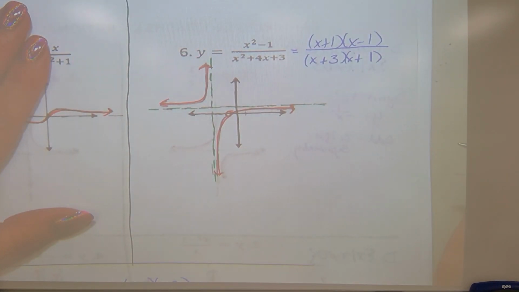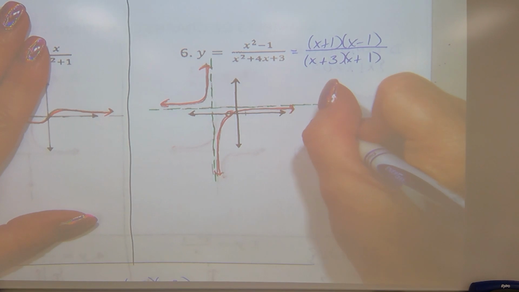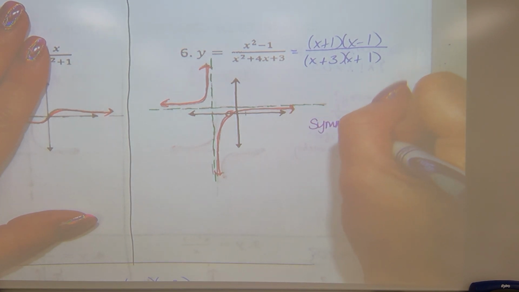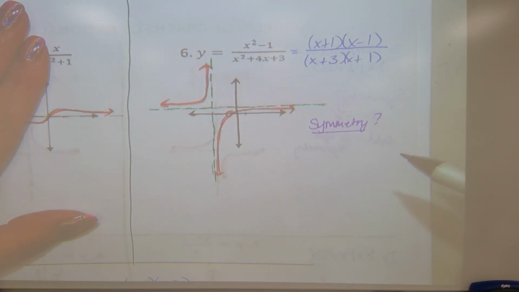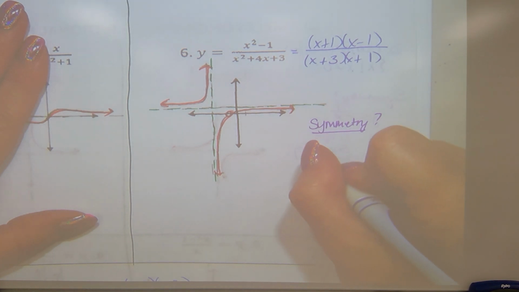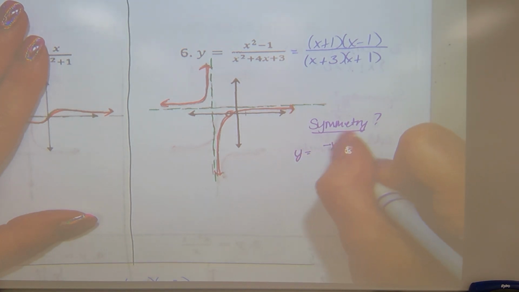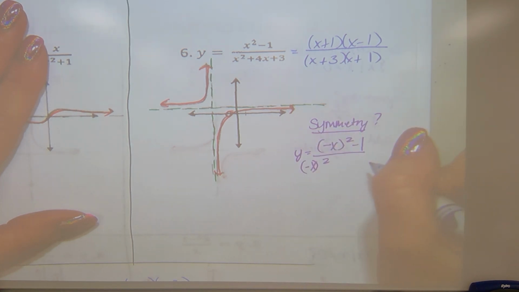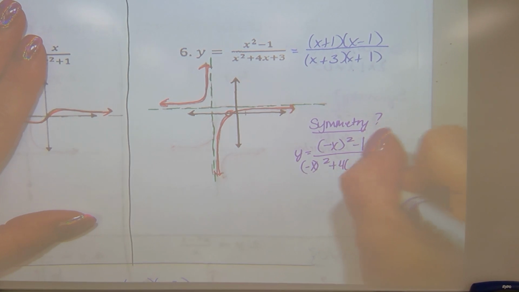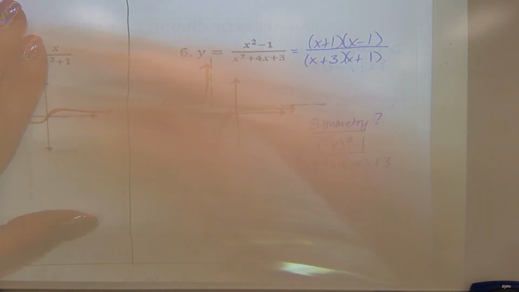If I need to do the work, though, if I'm going to check the symmetry before I graph to see if I can save myself some time on graphing, well, when I plug in a negative x in the numerator, nothing changes. When I plug in a negative x in the denominator, that first term isn't going to change, but that second term is. That second term changes sign.